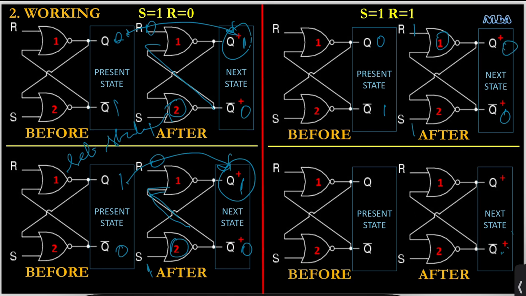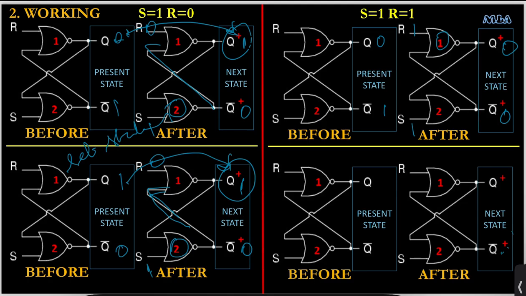Now this is violating the condition we have laid down in the beginning, that Q and Q bar should be complement of each other. Whereas here Q and Q bar are taking the same value. So this is violating that condition. Let's move to the second segment.